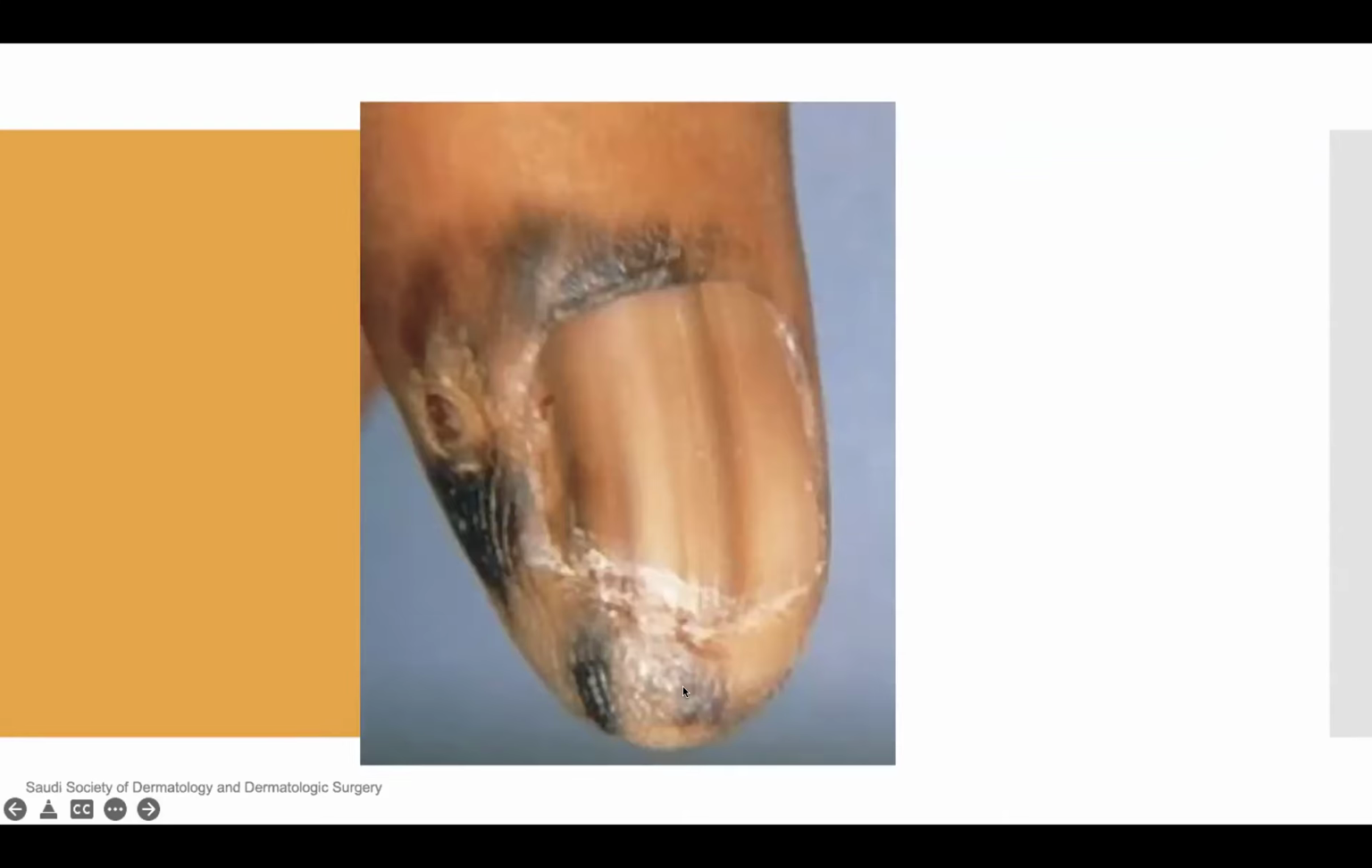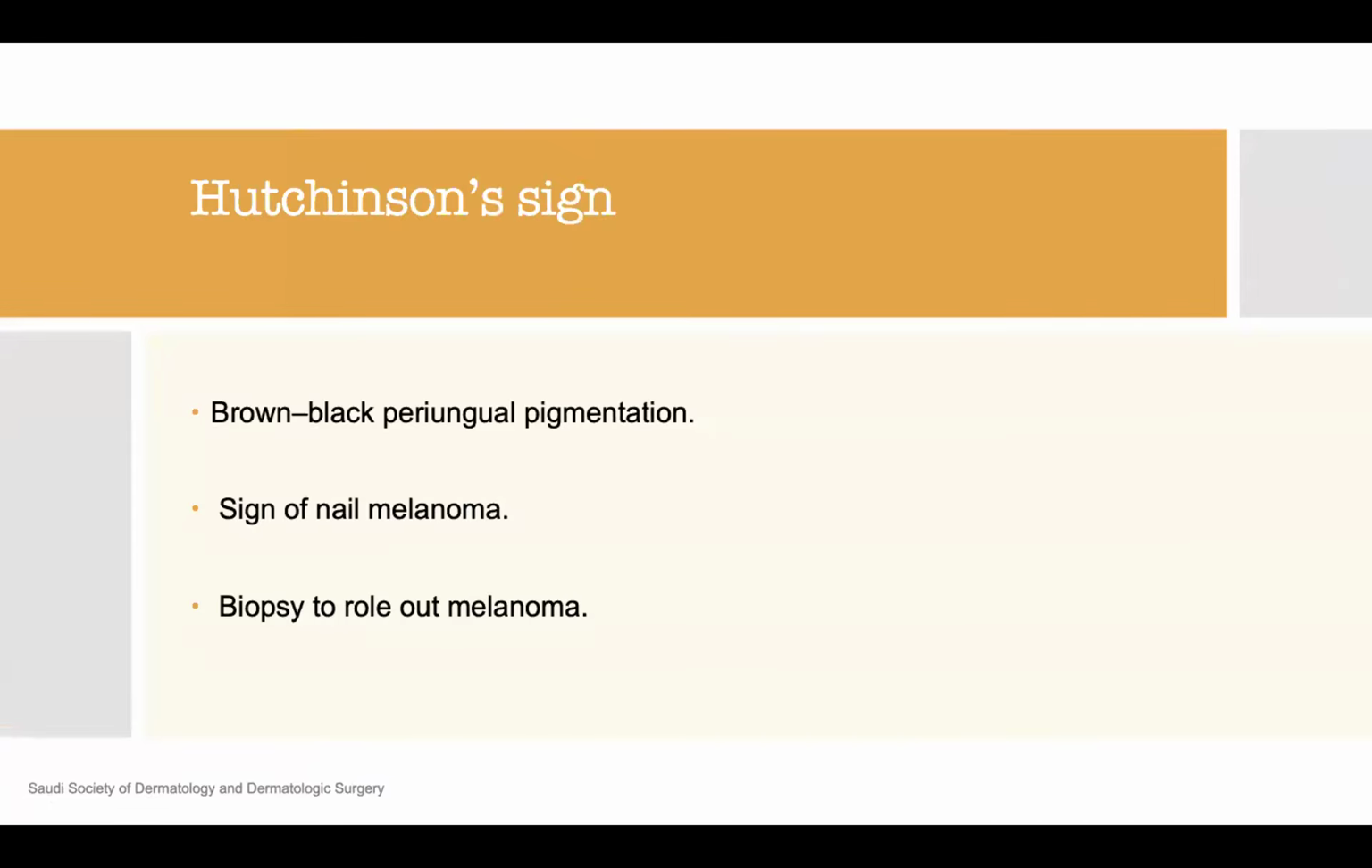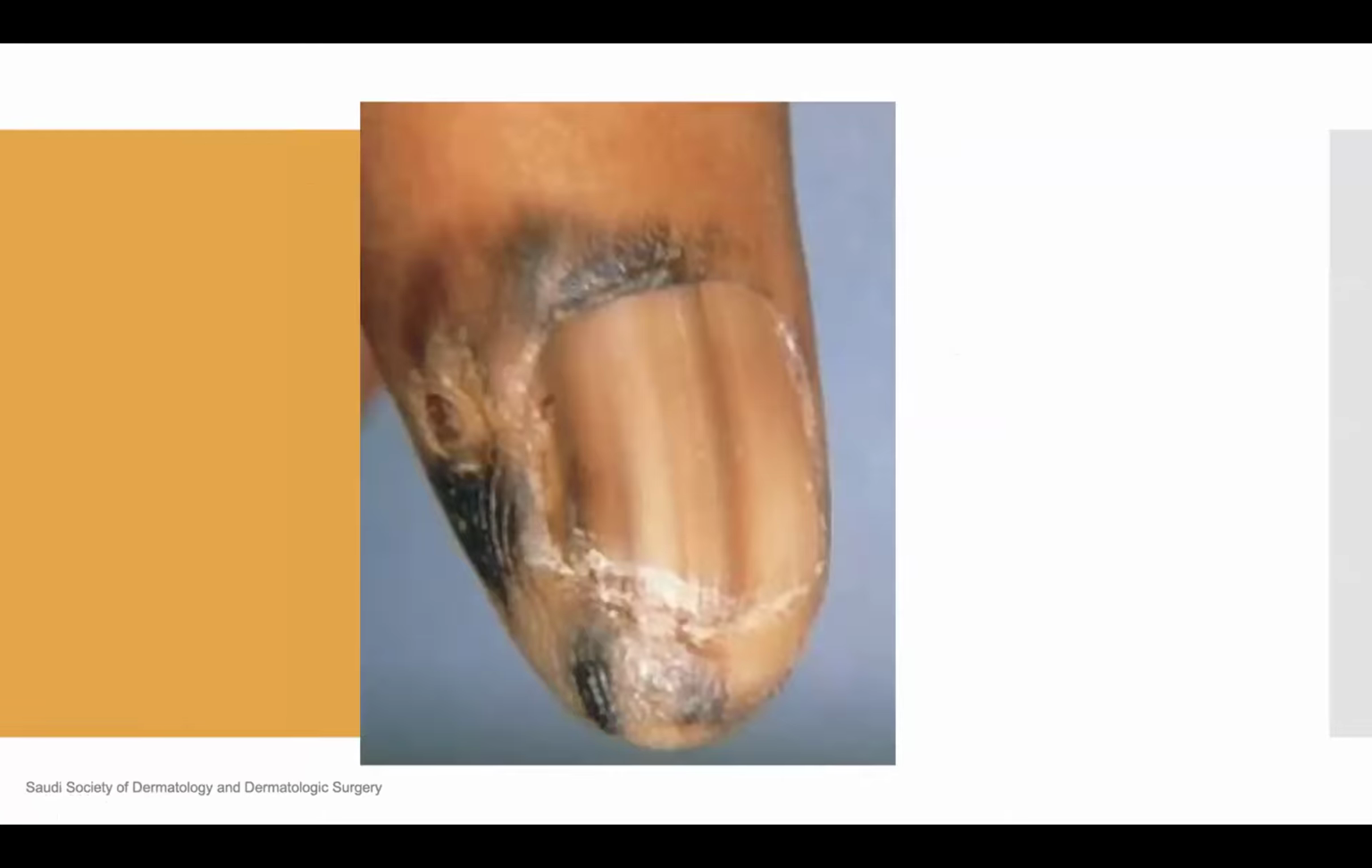This is the Hutchinson sign, which is a specific sign that we usually see in patients with nail melanoma. حطيت الصورة بس عشان to know the differences between what Hutchinson sign, which affects the proximal and lateral nail fold, and what's longitudinal melanonychia over the nail plate.